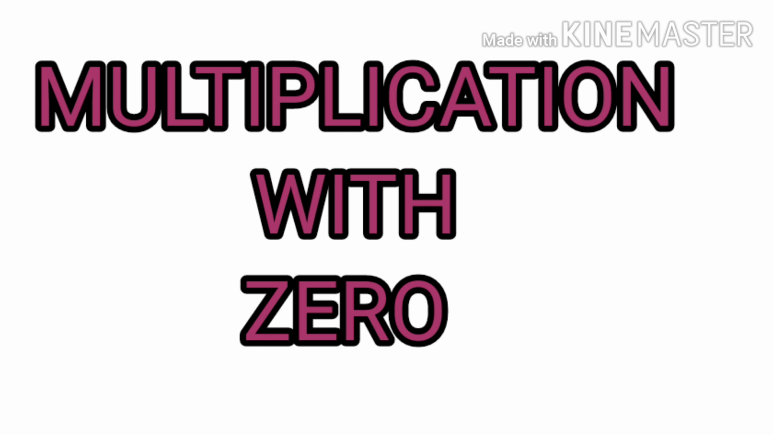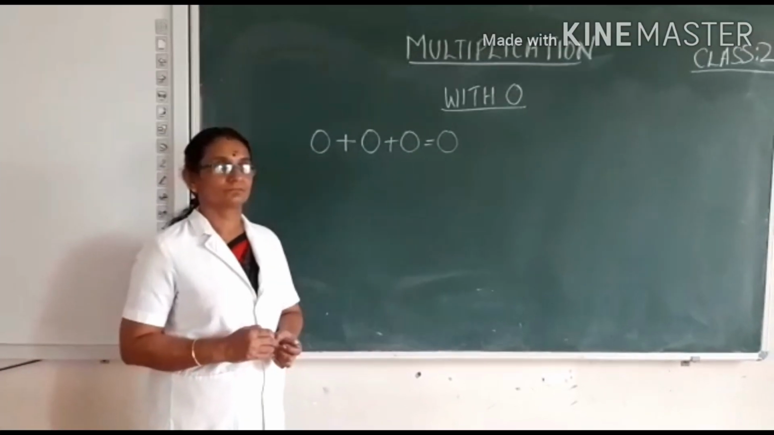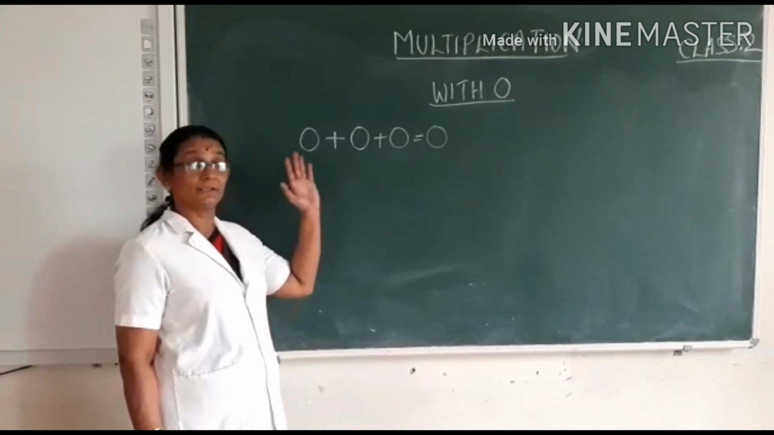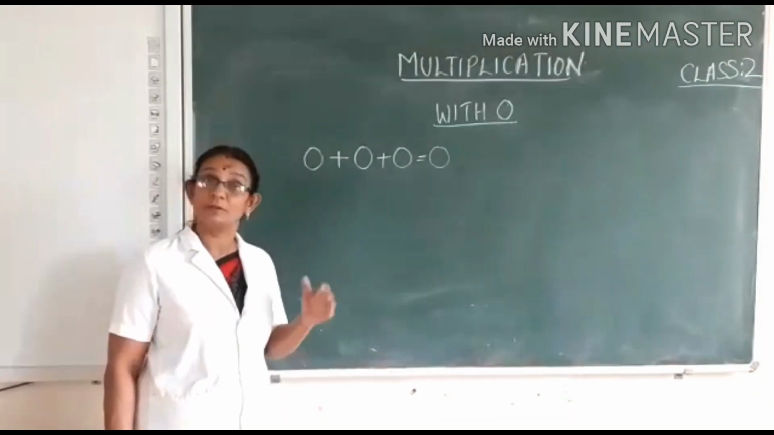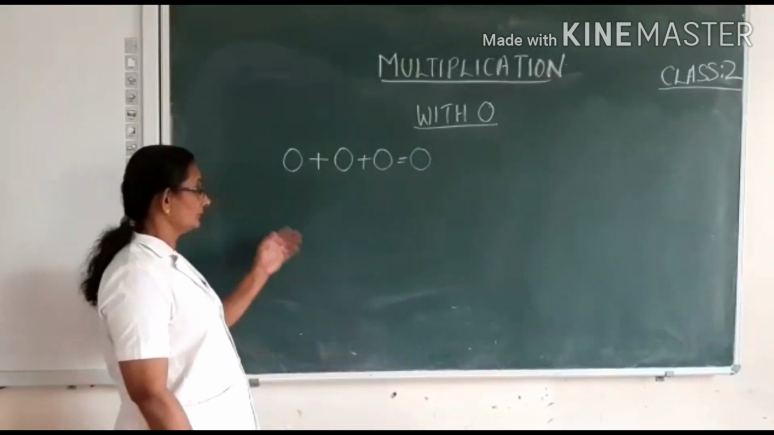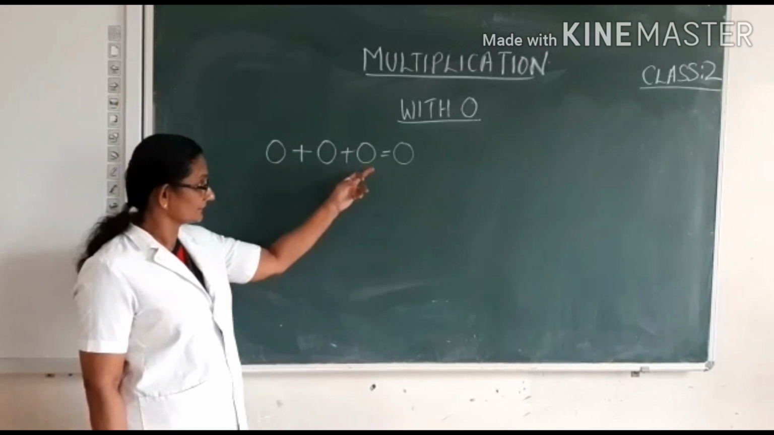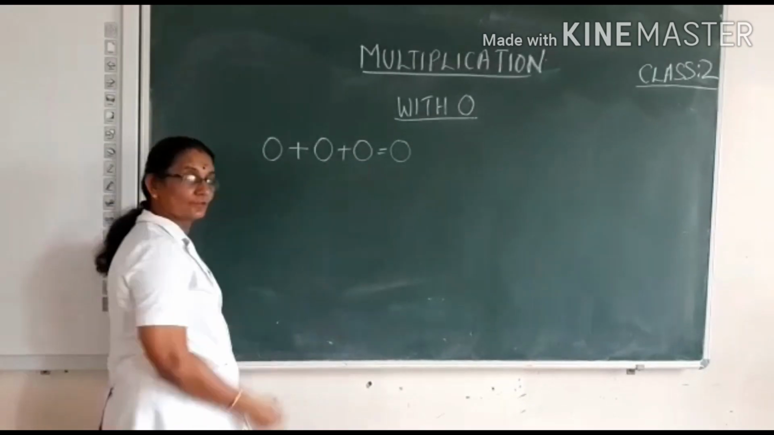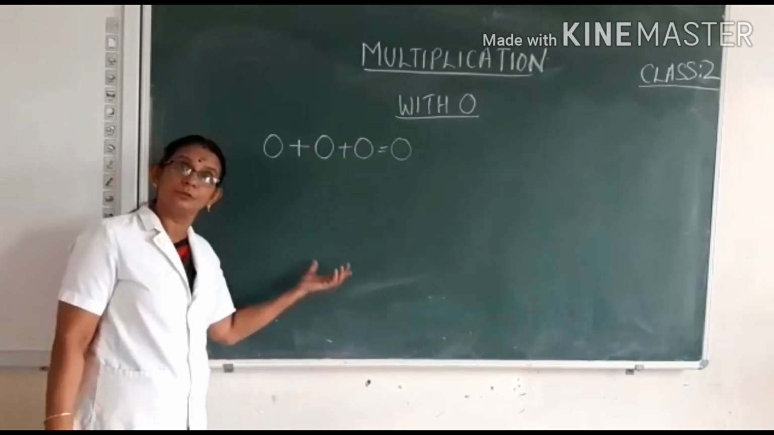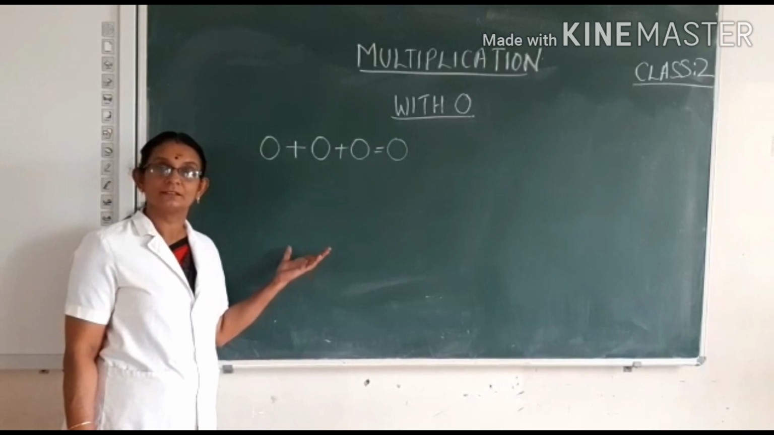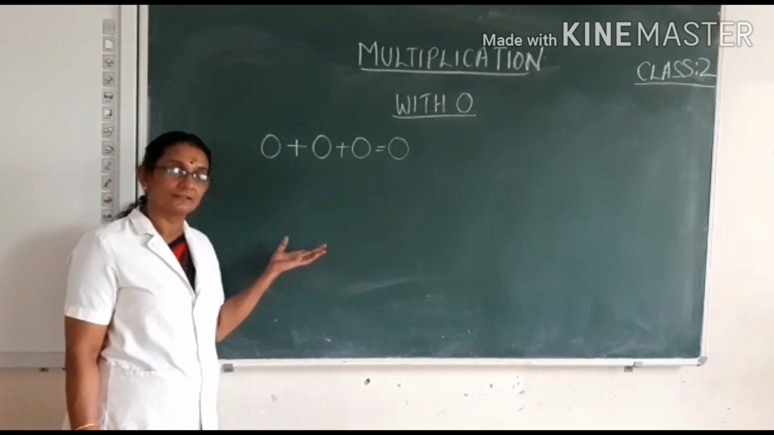Today, let us learn how to multiply a number with 0. What will be the answer when you multiply a number with 0? For example, let us take the zeros here. What is 0 plus 0 plus 0? That is also equal to 0. But how do we write this in the multiplication form? Can anybody tell me?